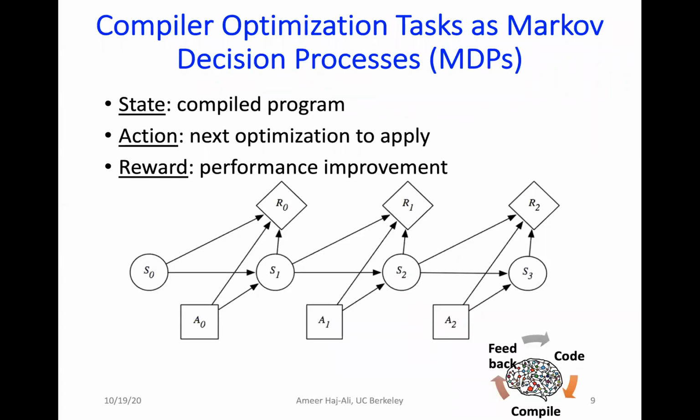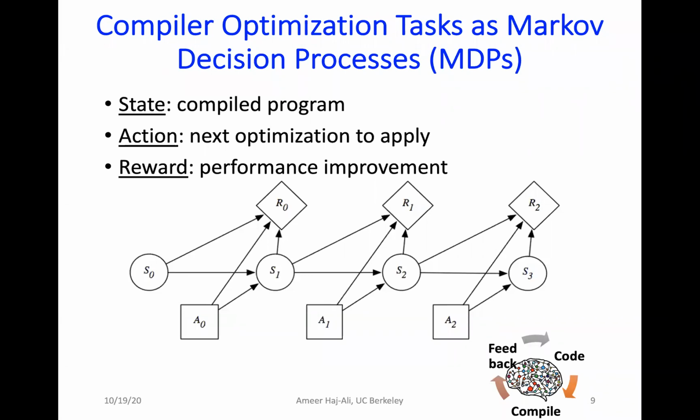In TLDR, we observed how a compiler optimization task can be formulated as a Markov decision process. Most compiler optimization tasks can be seen as an MDP, where the state is the compiled program, the actions are the next optimization to apply, and the reward is the performance improvement. You can think about all these states as the program after compiling it. Then we take actions to transition between them, which are different compiler optimizations, and we get a reward for improving the performance.